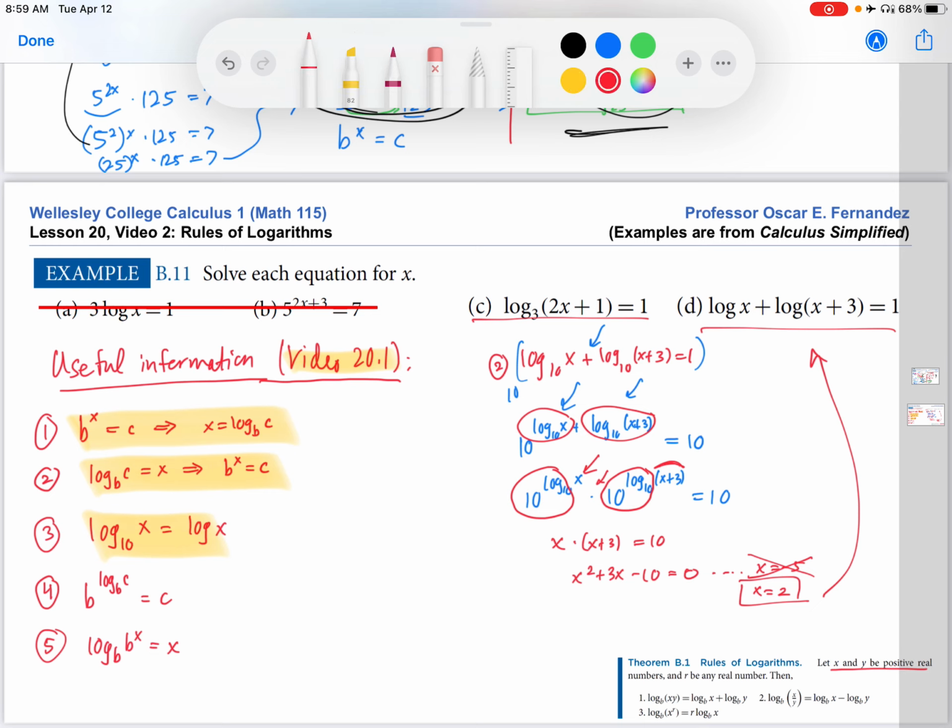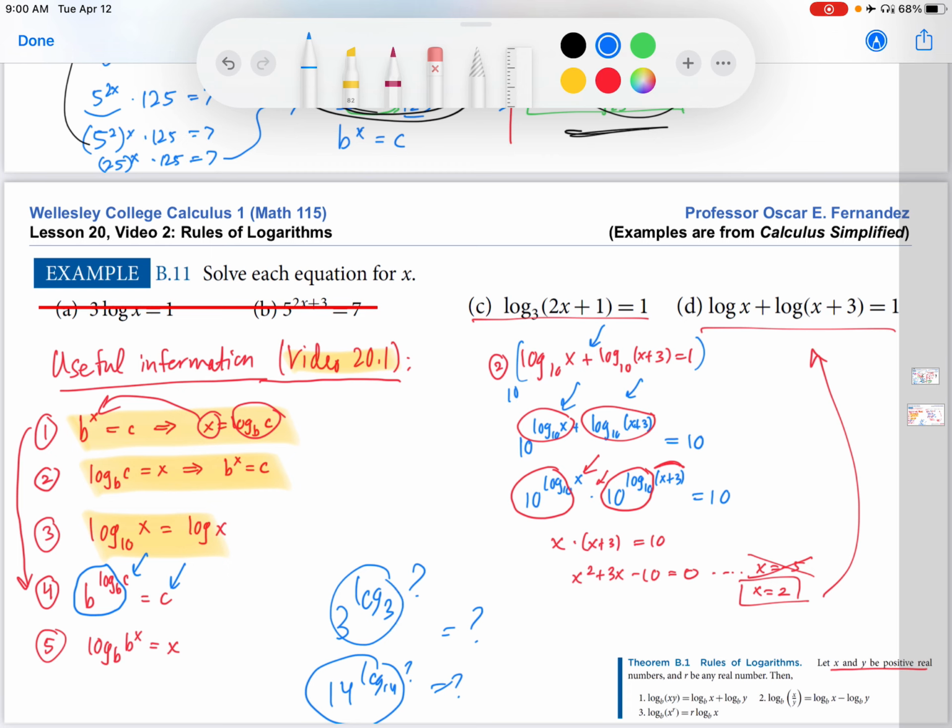But in fact, if you look at number 1, right, like we said earlier, and you put this in for x up here, you get a new property, which is this one down here, which basically says that b to the log base b of anything is that something. So 3 to the log base 3 of something equals that something, 14 to the log base 14 of something equals that something. So b and log base b cancel each other out.